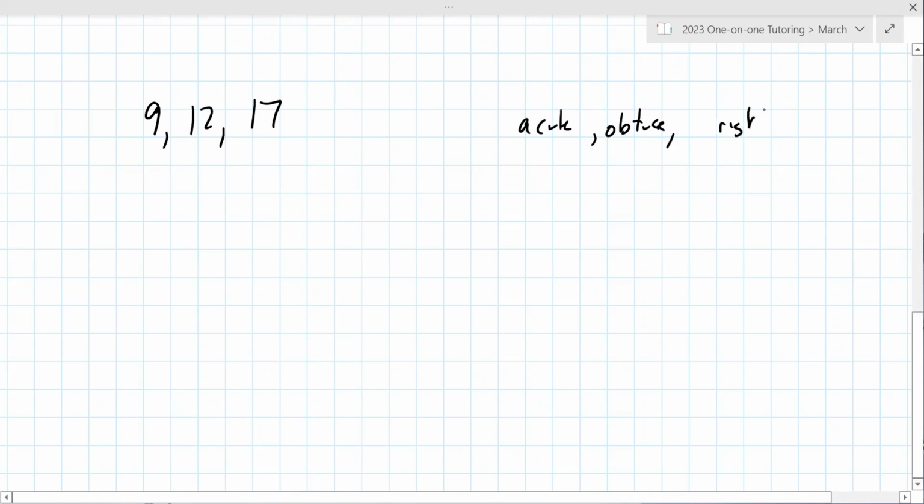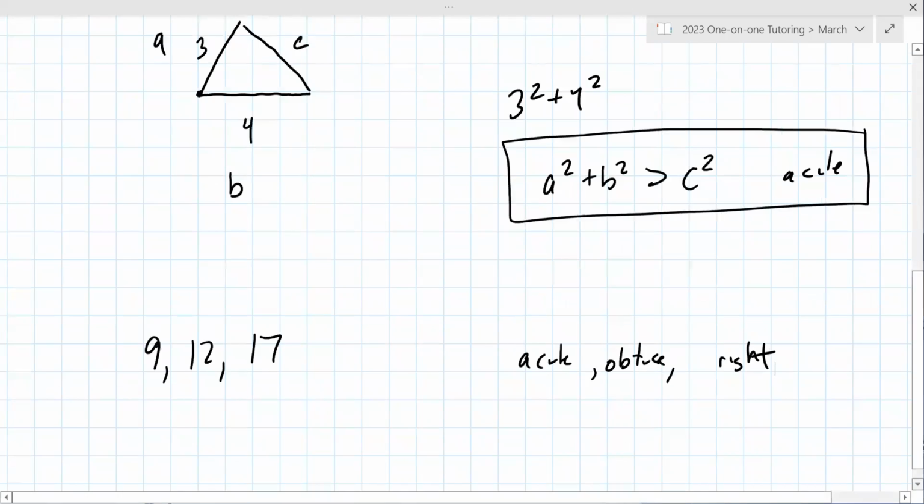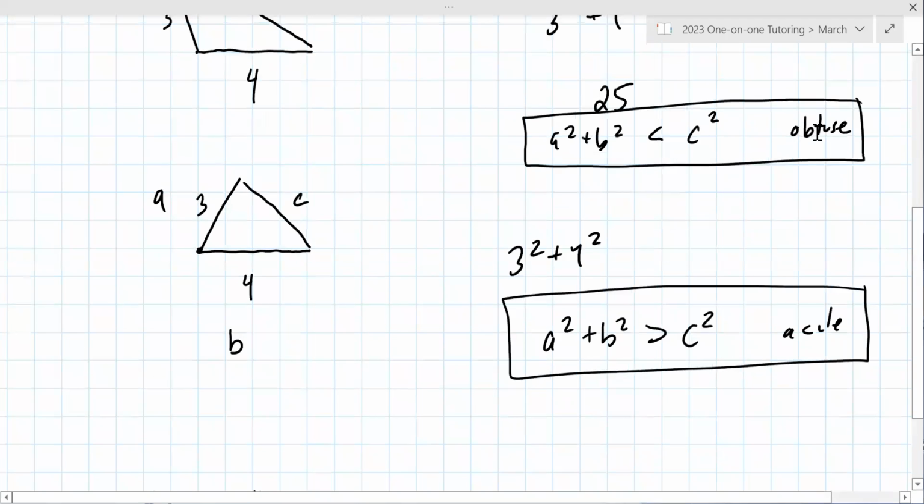First I have to square each of them. So I'll do 81 plus 144, and that will give that, and then 17 squared gives that. It would be an obtuse triangle. Okay. And how confident are you in that? I'm very confident. So you found that a squared plus b squared, 9 squared plus 12 squared, is less than 17 squared. Yes. So we got 289. This is 144, 81, and it is less than that. So by definition, it is obtuse.